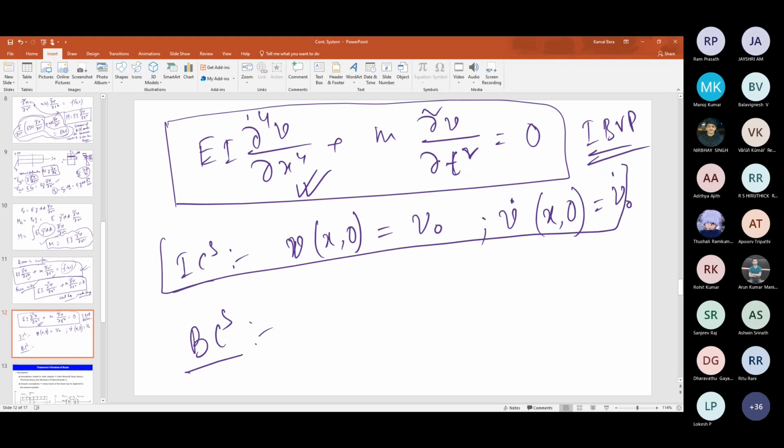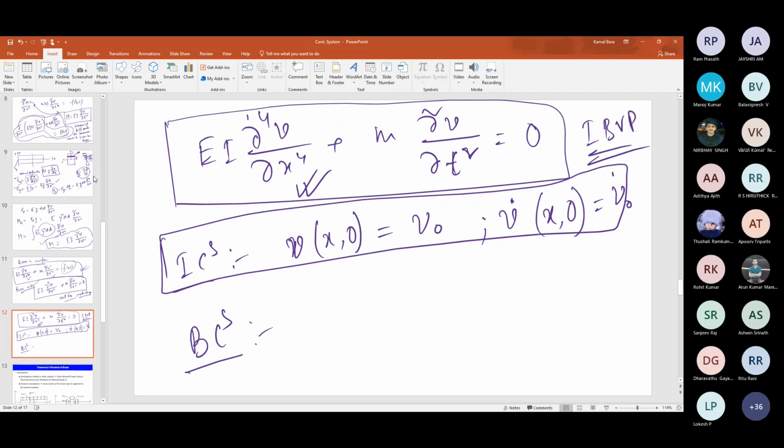Why are two initial conditions required? Please explain again. Sir, like the slope and the displacement at the fixed end should be 0. That is the problem. I'm not asking about slope or anything, I'm just asking how many, just a number.